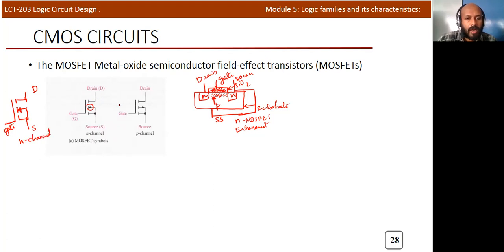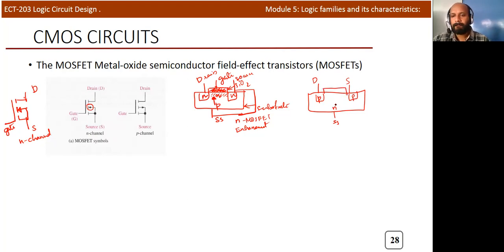Now we can discuss the P-channel MOSFET. For the P-channel MOSFET, the substrate is N type, and the two regions, drain and source, are actually P regions. And there will be an SiO2 layer, and there will be a gate terminal.